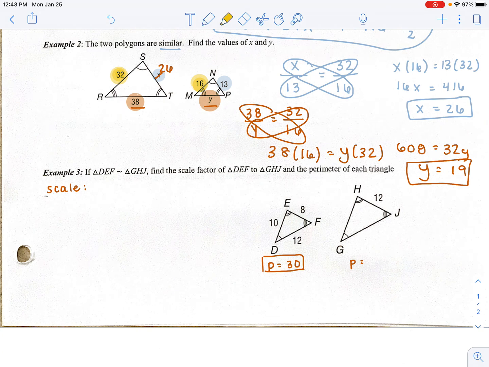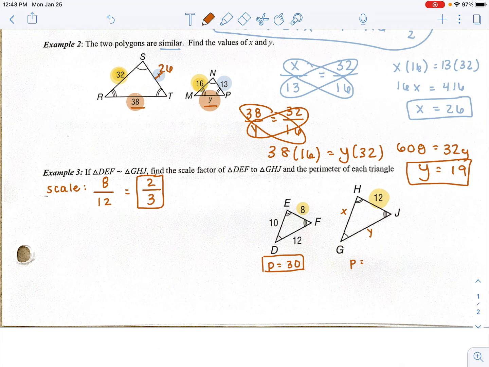Our scale factor is, you have to pick two sides that are similar that you have both pieces of information for. Well, we only have one side over here. What side should match up with this 12 on our first triangle? Should match up with that 8. So my scale factor is going to be 8 over 12, which we can reduce by dividing both of them by 4 and get 2/3. So our scale factor is 2/3.